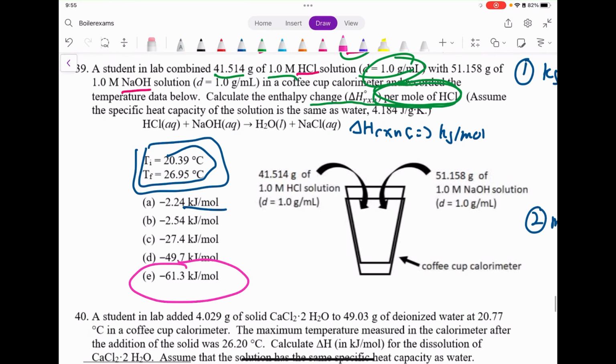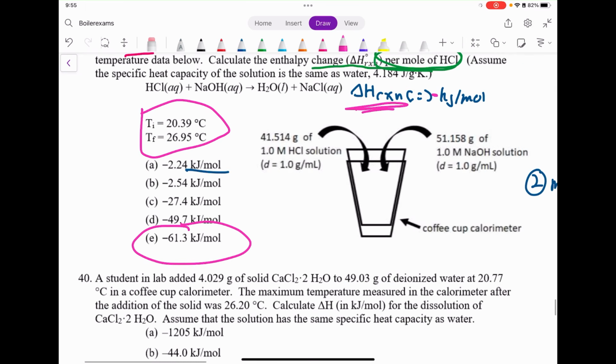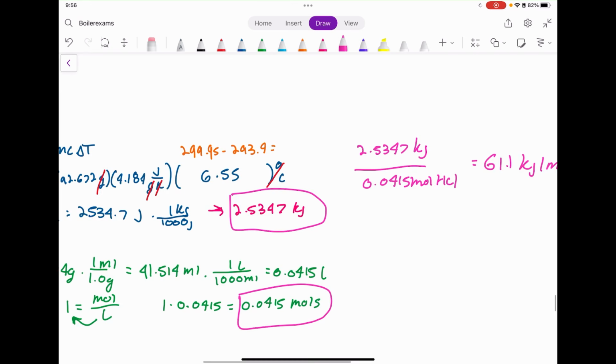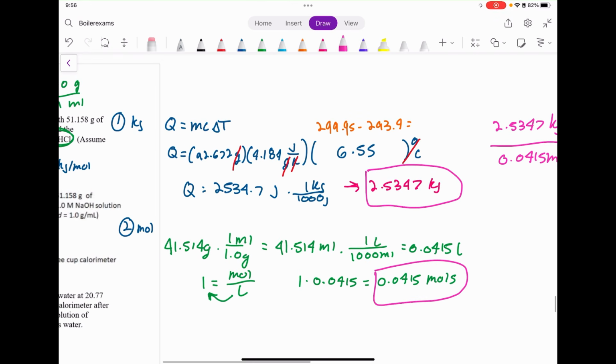Why is the sign negative? We know that the sign of our delta H of reaction tells us whether it's exothermic or endothermic. I know that the temperature of my system is increasing, which means this reaction is releasing energy, which means it's exothermic. And I know exothermic reactions have negative delta H's. So it should be negative 61.3-ish. We were off by a little bit, but I'm sure I rounded a couple times.